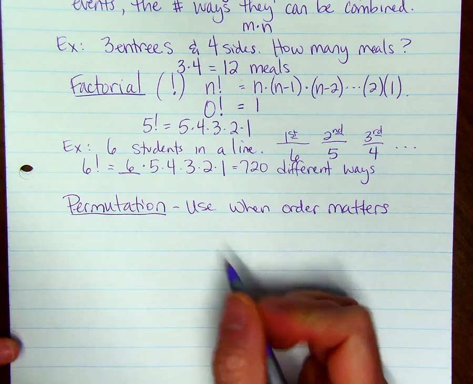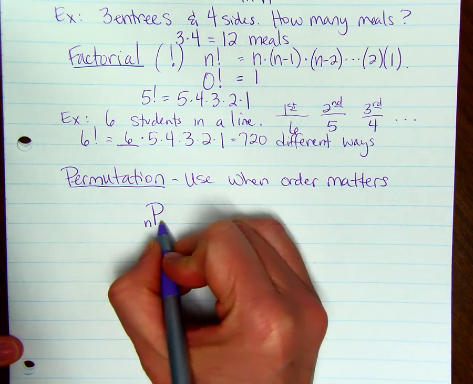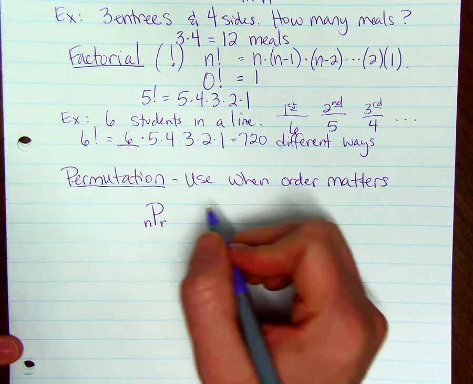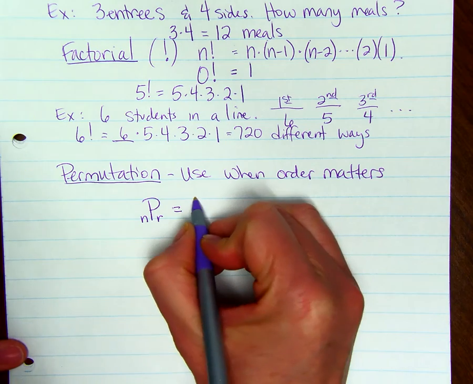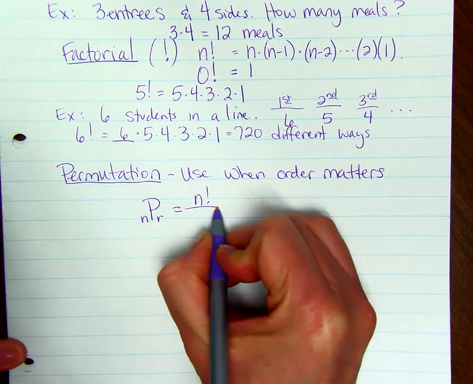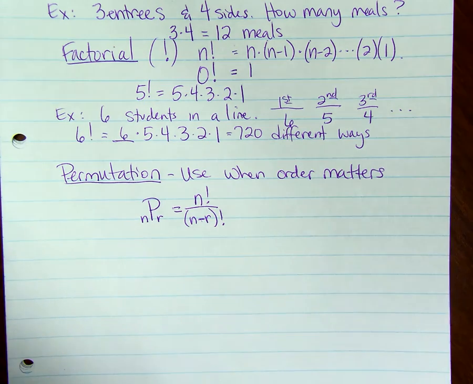The permutation is just P of n objects chosen r at a time. So in our example, if we had 8 contestants and we were choosing 3 at a time, we do n factorial, and then we divide by n minus r quantity factorial.